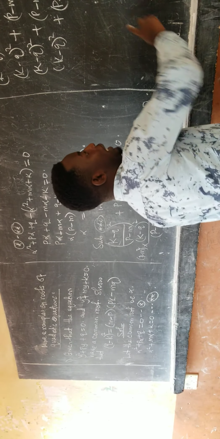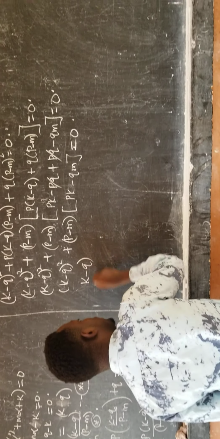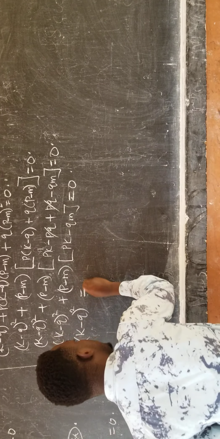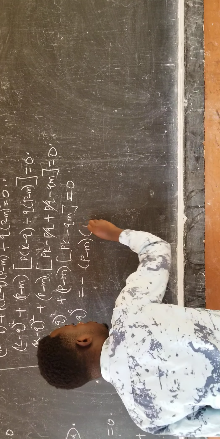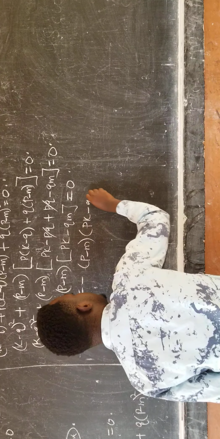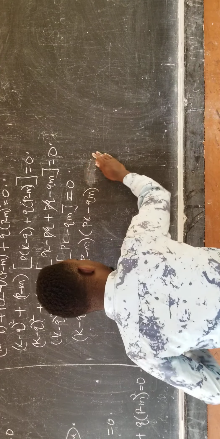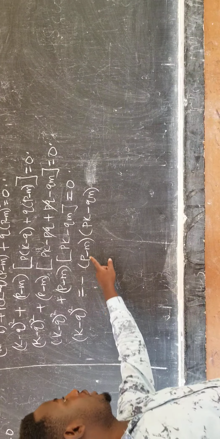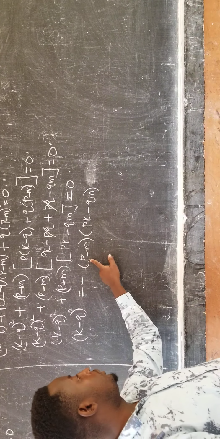So what happens is I'm going to take this one to the other side, such that this is (k - q) squared. If I take this one inside, it's going to be a negative, minus (p - m) into (pk - qm). This one is equal to 0. Yes. So that's what we have. So this negative can enter here and changes this one to m minus p.